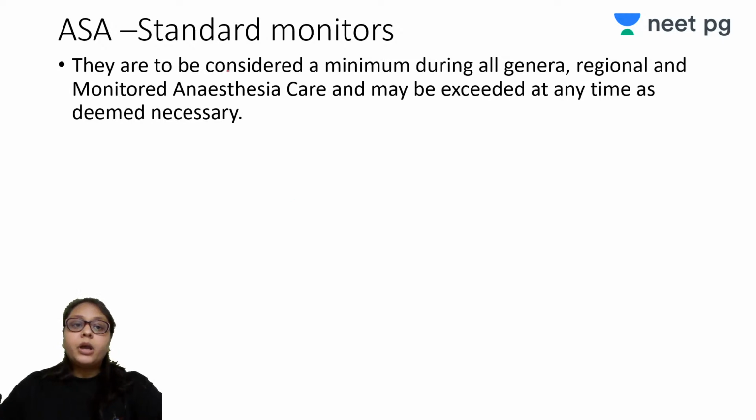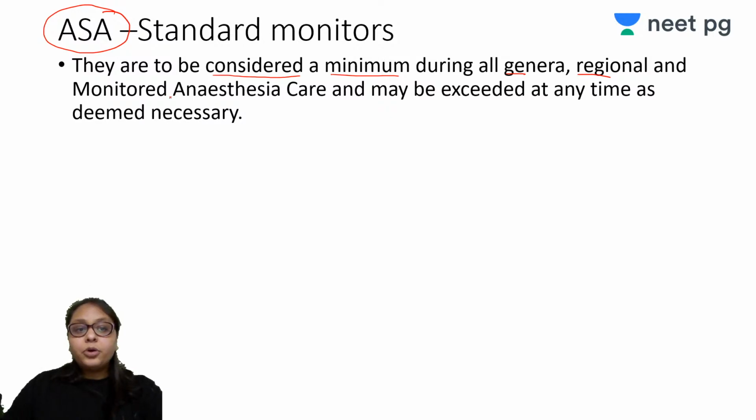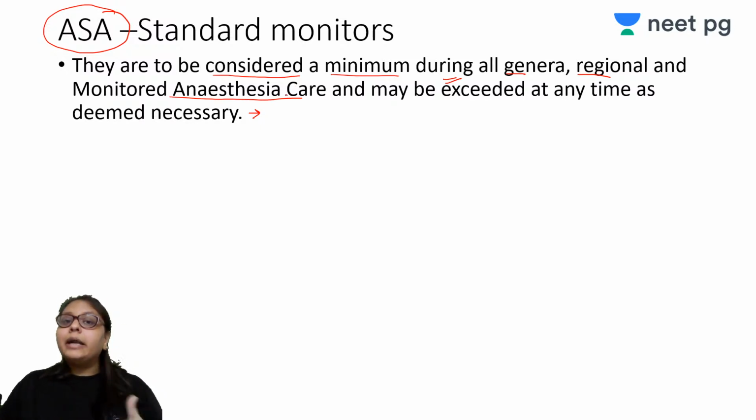Now according to ASA, which is the American Society of Anesthesiologists, there are standard monitors. So what are these standard monitors? These are the monitors which are considered a minimum during all general, regional and monitored anesthesia care. And these monitors can be exceeded at any time as deemed necessary. Like if we need cardiac monitoring specifically, we can add monitors like invasive BP or pulmonary artery catheterization monitoring. But these are the monitors which should at least be present for all the patients who are requiring general, regional or monitored anesthesia care.